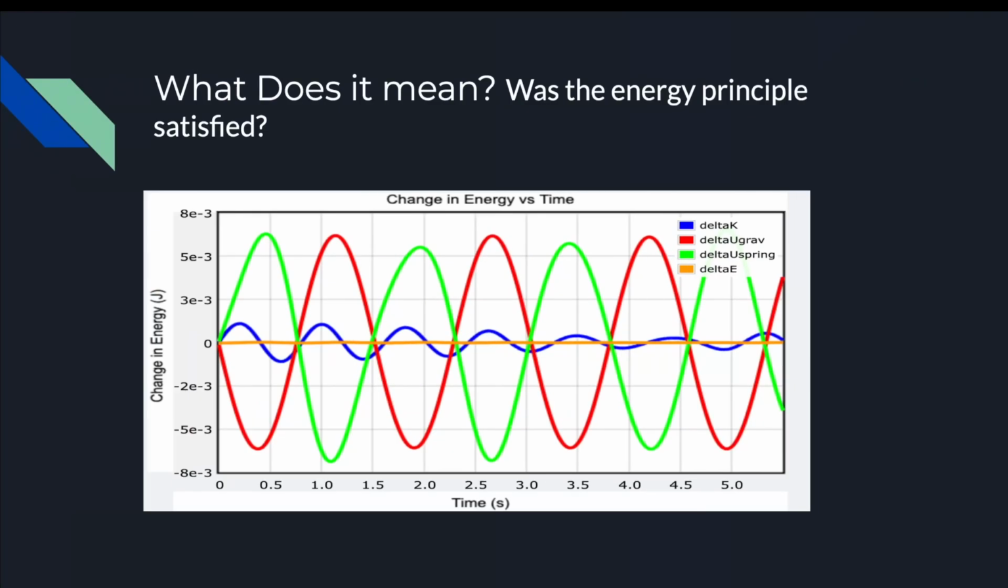So what does this mean? Was the energy principle satisfied? Yes, because the change in total energy was zero for the entire time. This is because the change in kinetic energy, the change in gravitational potential energy, and the change in potential spring energy all cancel each other out.